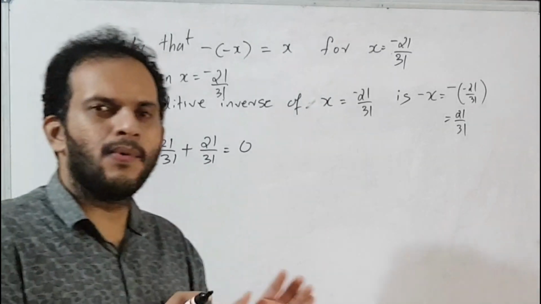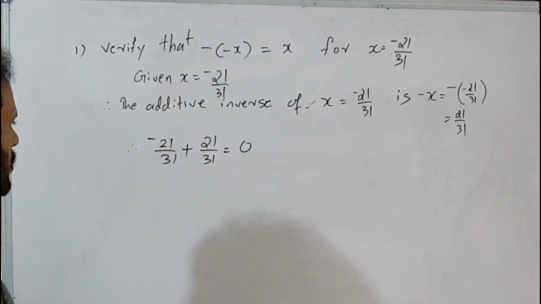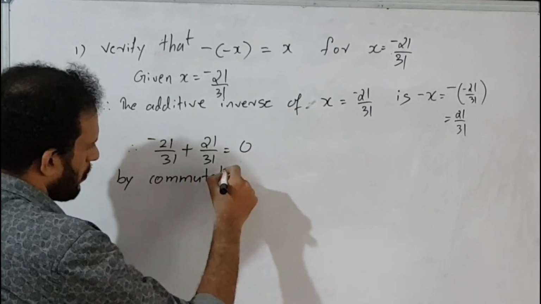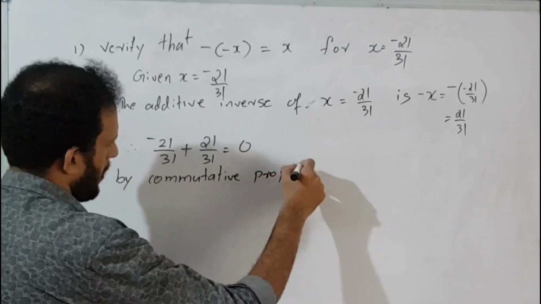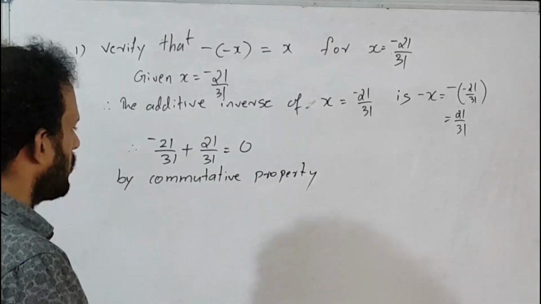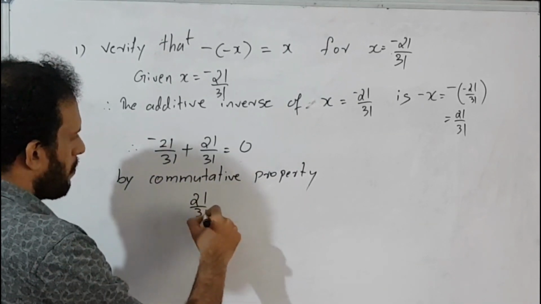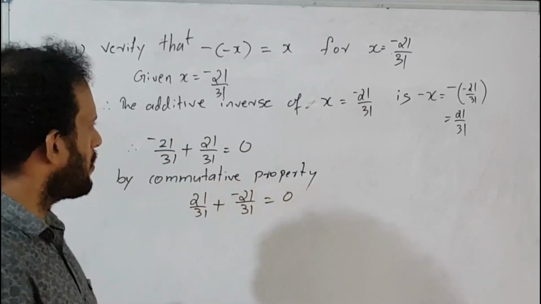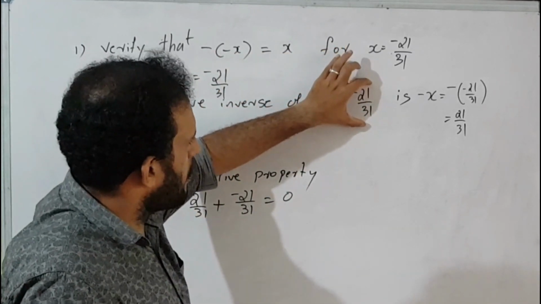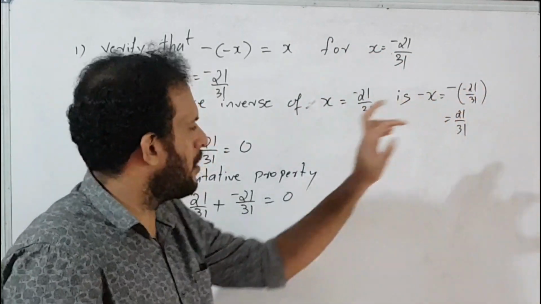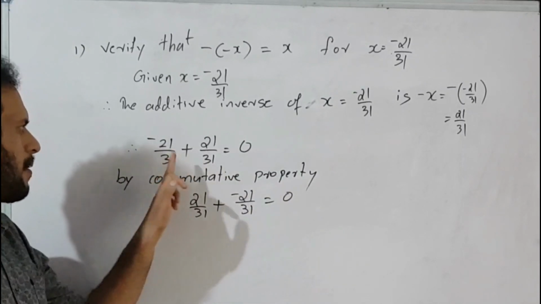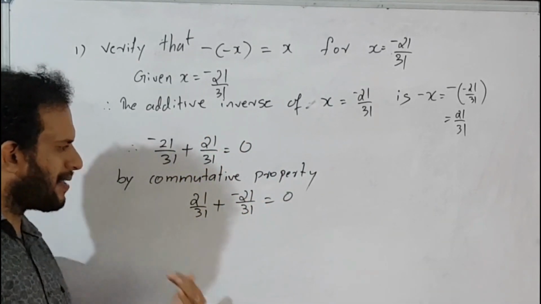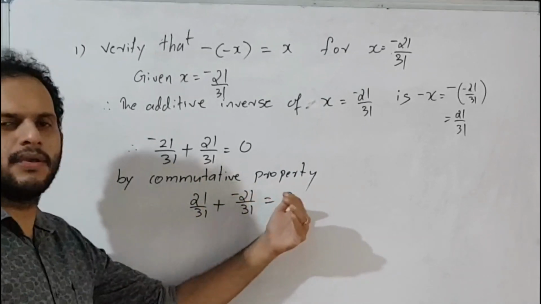So what is next? We use the commutative property. So we write, by commutative property, we just change the order, correct? 21/31 plus -21/31 is equal to 0. Earlier we wrote -21/31 first and 21/31 second, and the answer is 0. So we change the order: 21/31 plus -21/31 is equal to 0.